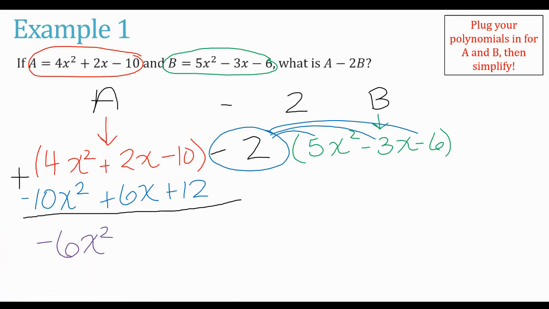So that's different signs, subtract, keep the sign of the larger. Remember, don't touch the exponents here. 2 plus 6 is going to give us that positive 8x. And then negative 10 plus 12, different signs, subtract, keep the sign of the larger number. So that's going to give you a positive 2.